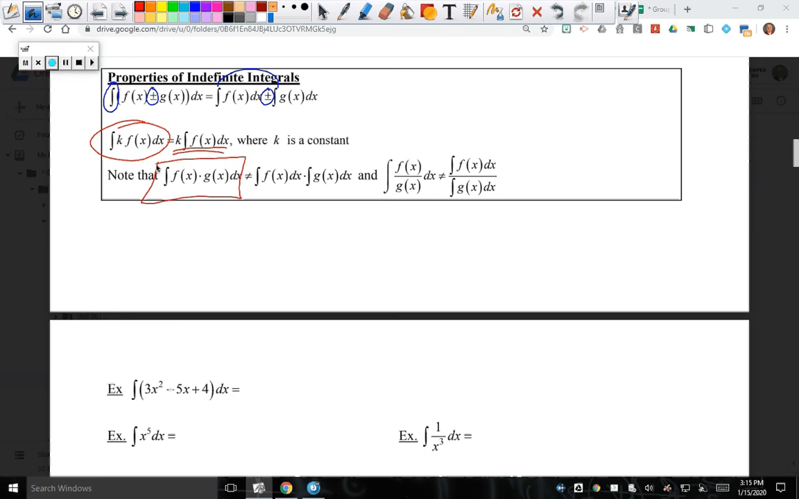This is saying no. There's no such thing as a reverse product rule. You cannot rewrite this to be that.